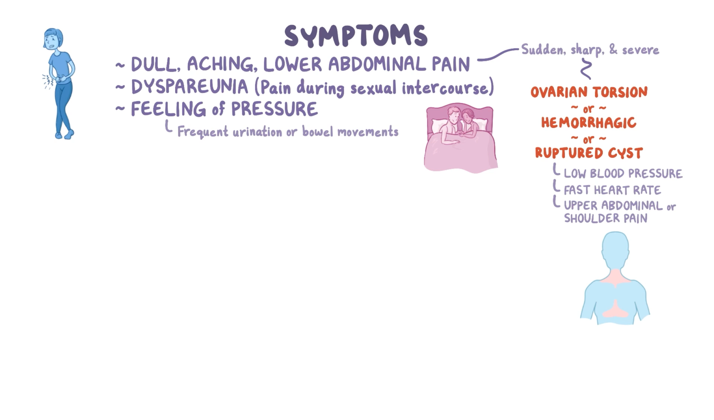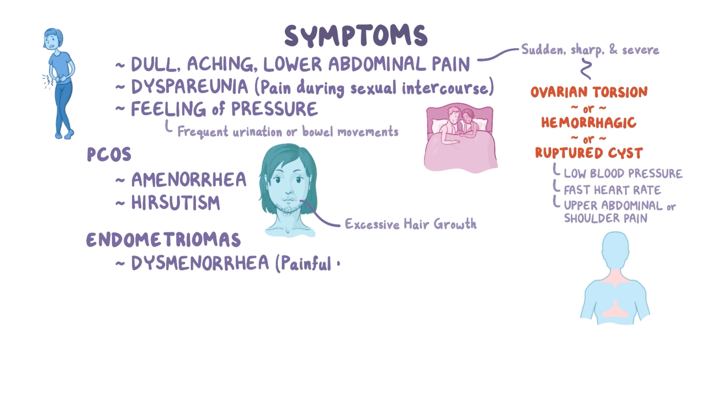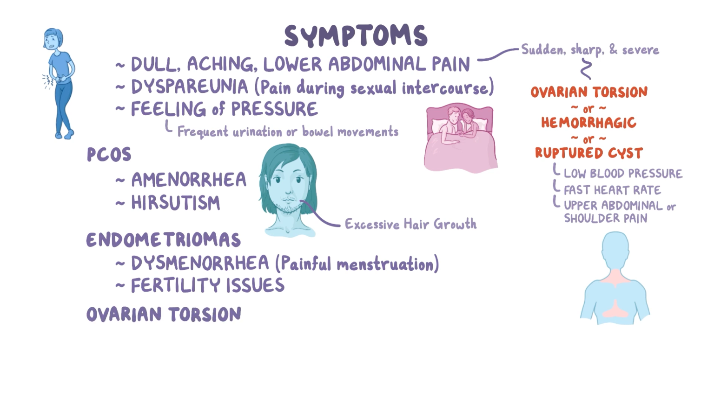If the cysts are the result of polycystic ovary syndrome, you might also see amenorrhea and hirsutism, or excessive hair growth on the chin and upper lip, chest, and back. Endometriomas can also cause dysmenorrhea, or painful menstruation, and are associated with fertility issues. Finally, with ovarian torsion, there might also be nausea, vomiting, and a low-grade fever.